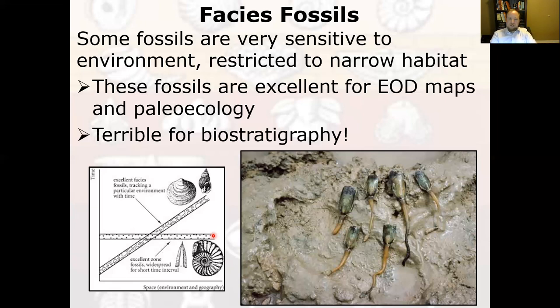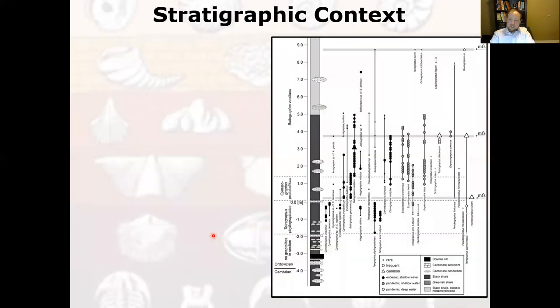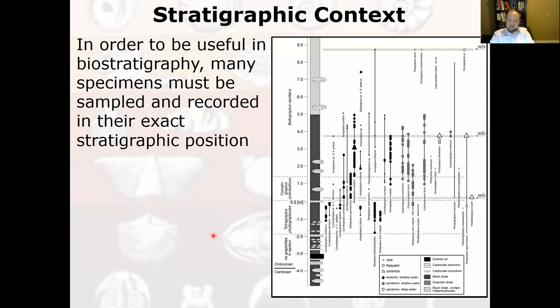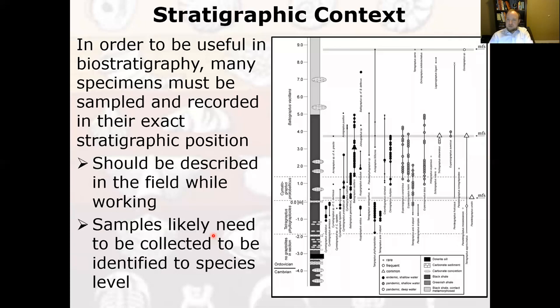So if you're working biostratigraphy, it's bio, biology, life, stratigraphy, so layers. In order for biostratigraphy to work, you need to put your bio, your life specimens, your fossil specimens, into the stratigraphic context. So if you're out doing biostratigraphic field work, you need to record precisely where you've gathered each individual sample in their stratigraphic position.